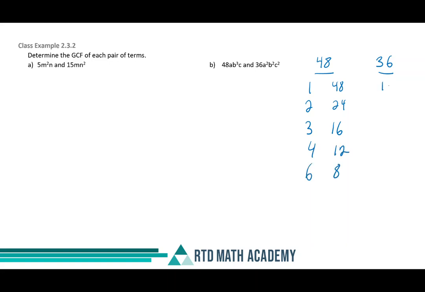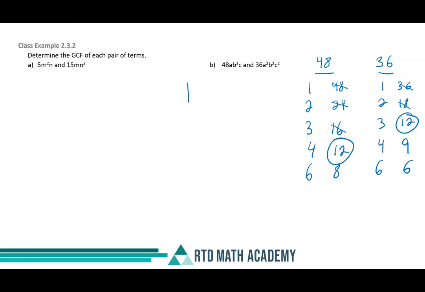Okay, for 36, we get 1 and 36, 2 and 18, 3 and 12, 4 and 9, 5 doesn't work, and 36 is 6 and 6. Okay, so we're looking for the largest number. It's not 48 or 36. It's not 24 or 18. It's not 16, but I can see 12 is the greatest common factor between 48 and 36.